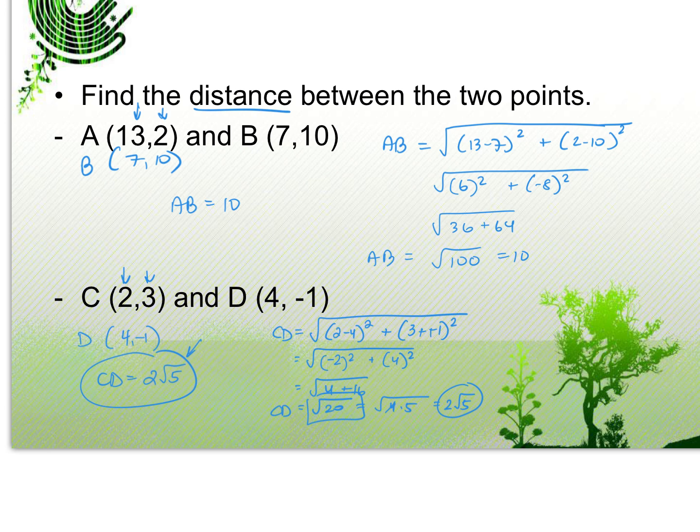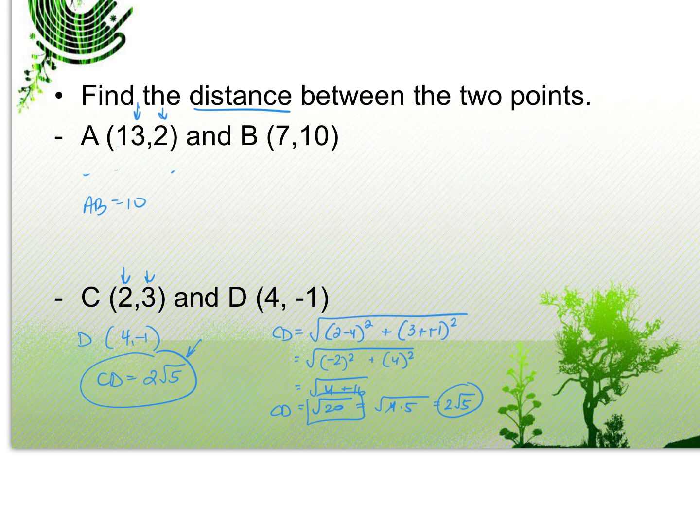Okay? And that's it. Now you might say, well, you did top to bottom and you did 13 and 7. Does the order matter? Well, let me just show you really quickly. If I did it in the opposite order, let me show you how my answer would still be the same. I mean, we already know that AB is 10, right? So let me just do the same problem and let me switch the order, okay? So what if I did B and A differently? Let's say I did it this way, right?